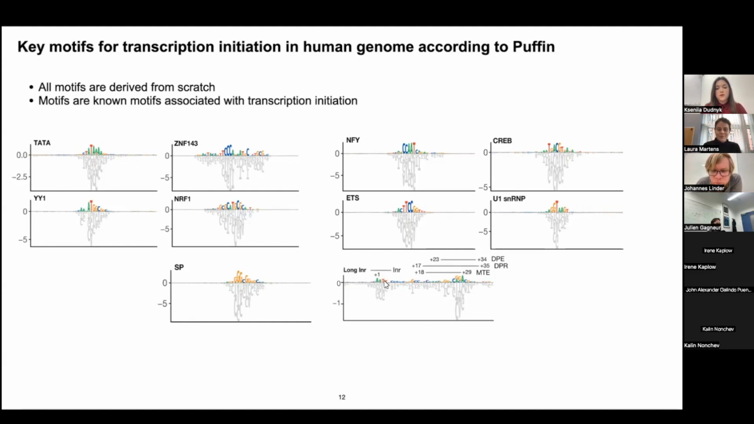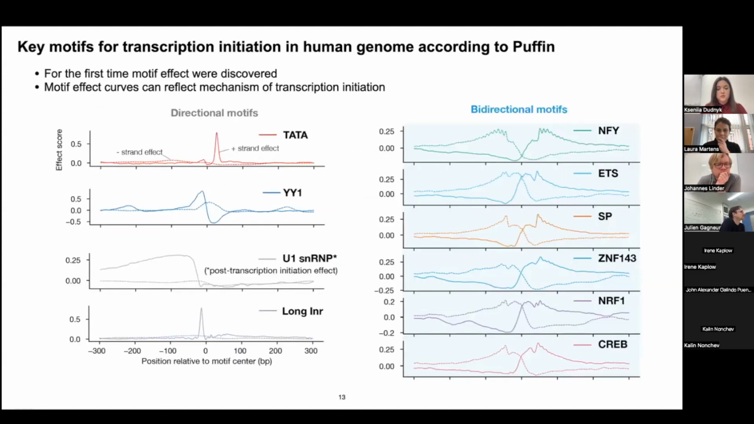But then, if we look at the motif, we can find some promoter elements that match this motif. So it's not matching any existing motif as it is, but we can find certain parts of this motif that match existing promoter elements. So as I said, all motifs were known except one, but now for the first time we can show the position-specific effect that every motif has on transcription initiation, and we can show this using this effect curve that Puffin has learned.